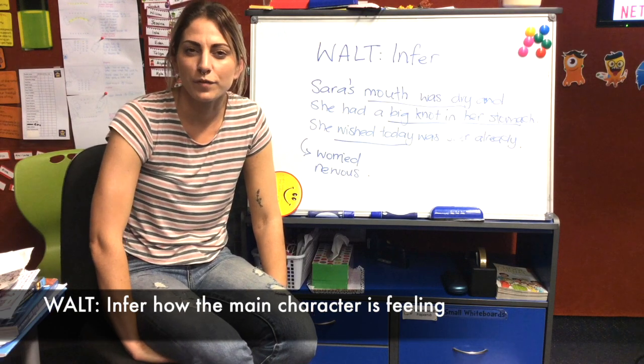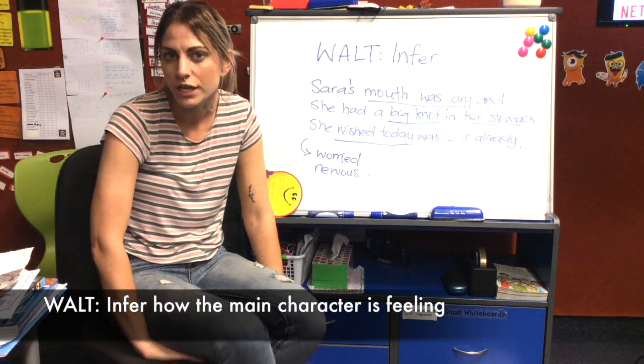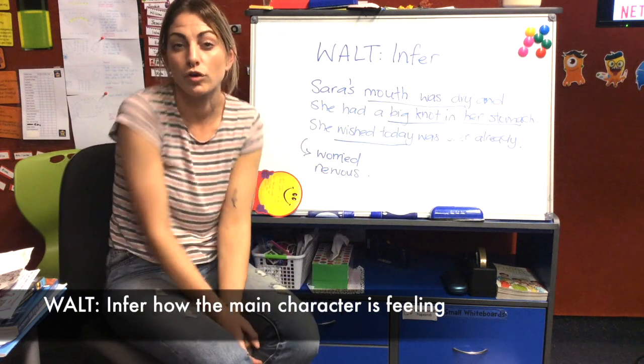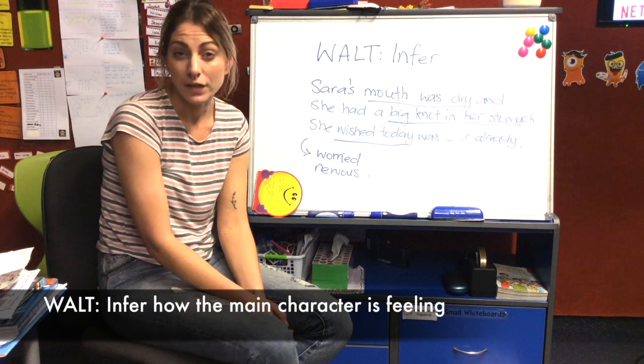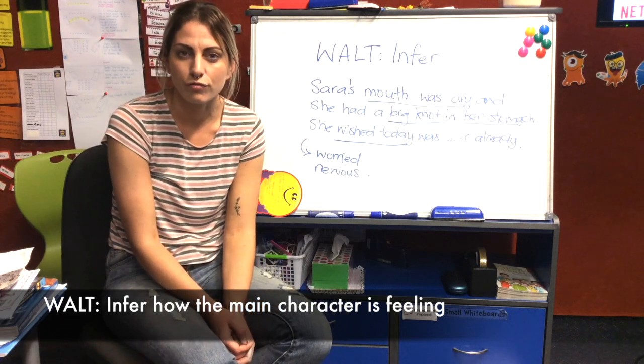Okay, so now that we've had a bit of a practice doing that together, you're going to see if you can take everything that you've learned and have a bit of a read of a journal story and see what you can infer about how the main characters are feeling throughout the story and how their feelings change throughout the story using the clues that the writer leaves you.